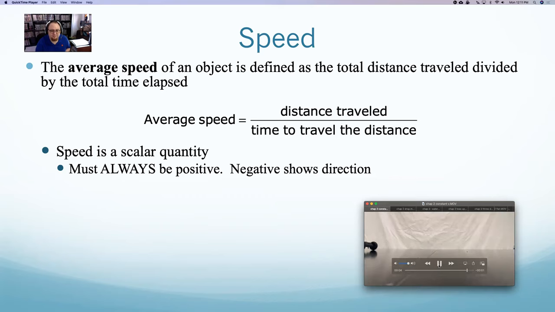Speed will always be positive because it's a scalar quantity. This guy's moving to the left. Doesn't matter if he's moving to the left. It's still positive because we're talking about speed. And speed ignores any variation in the trip.